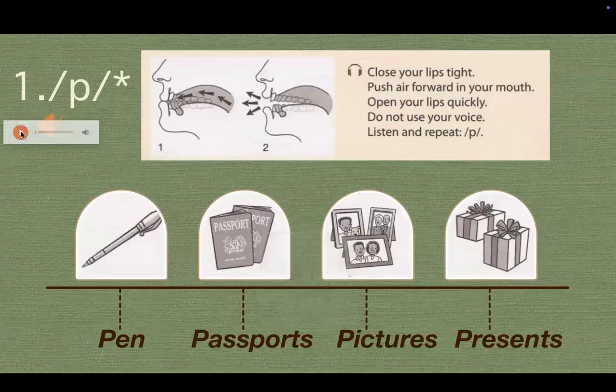Presents. Okay, listen again. Pen, passports, pictures, presents. We already listened to the consonant sound in the words pen, passports, pictures, presents. Again: pen, passport, pictures, presents.